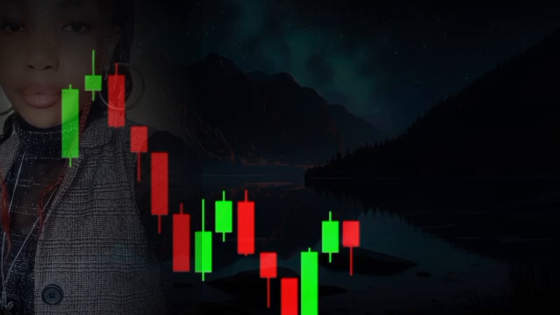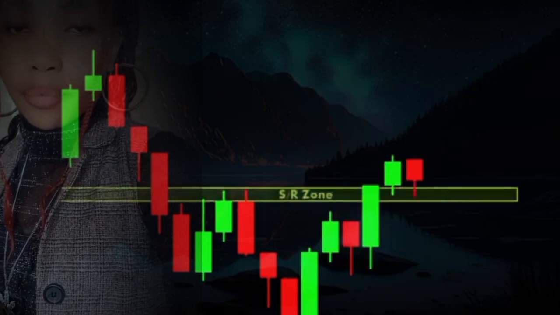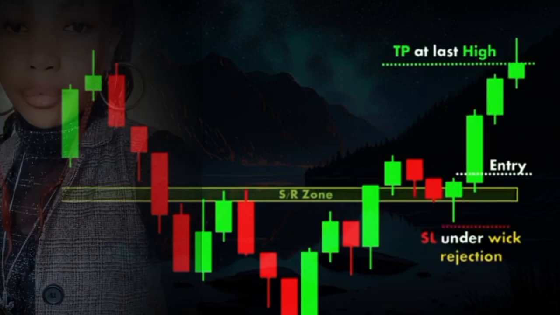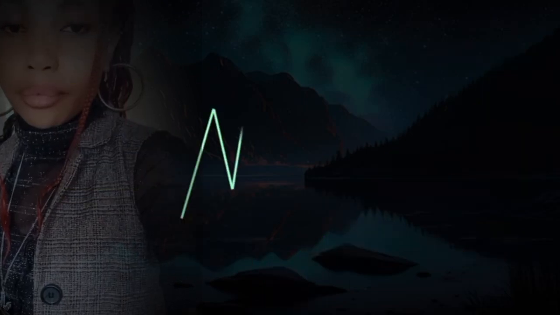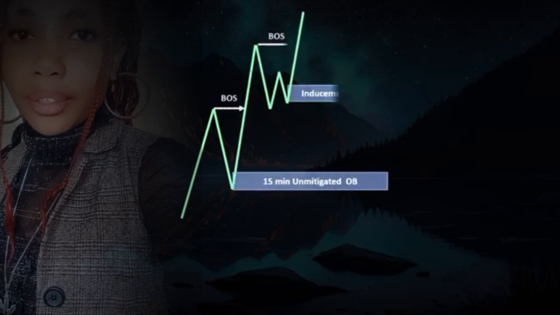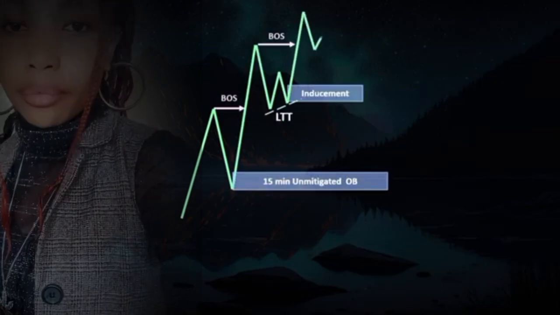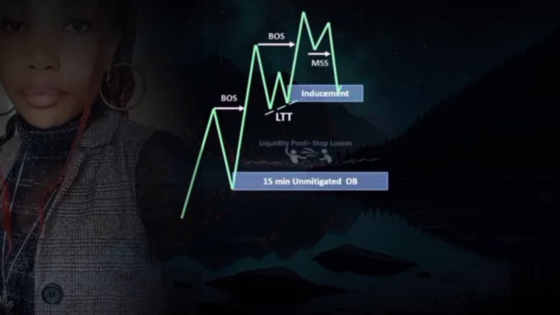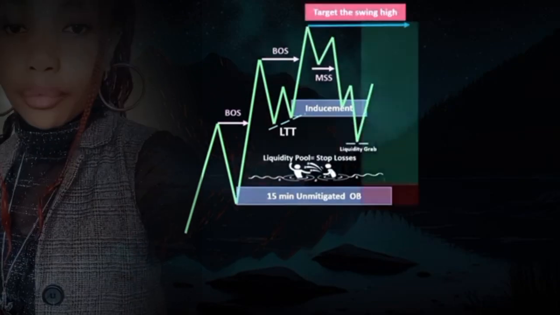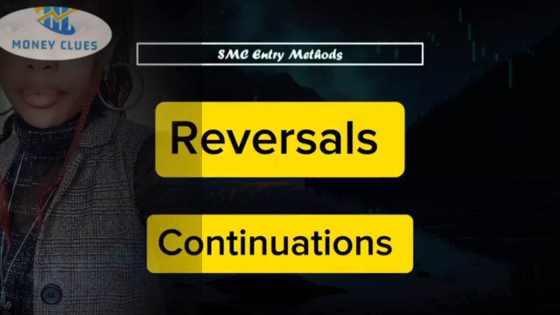In this video, we will not only share unknown and crucial tips but also expose accurately how and where to enter and exit a change of character trade like a pro that will minimize your losses and maximize your profits. Let's start with the basics of understanding smart money concepts. Smart money concepts classify entry methods into two major categories: reversal and continuation.